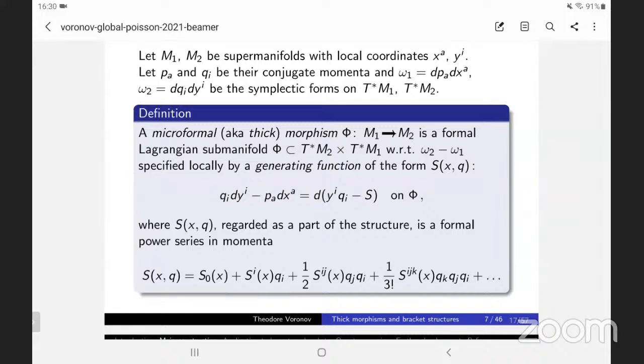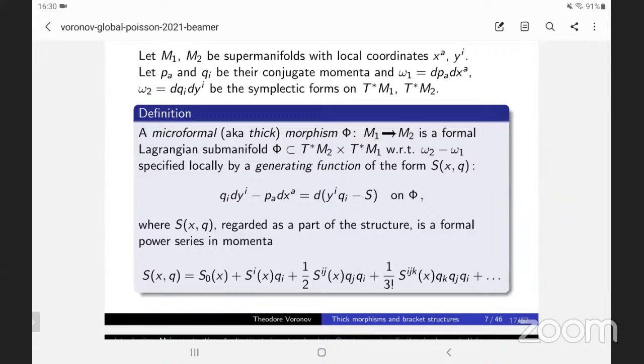Also, when I say it's formal, formal in the sense that the generating function is regarded as a formal power series in momentum variables. You may think that we regard cotangent bundles as formal manifolds, formal in the cotangent direction. The base manifold M itself is just an ordinary manifold or supermanifold, but the cotangent directions are regarded as formal. Functions in these directions are just power series. And one can check that if we work in the formal setting, like here, then it is legitimate.